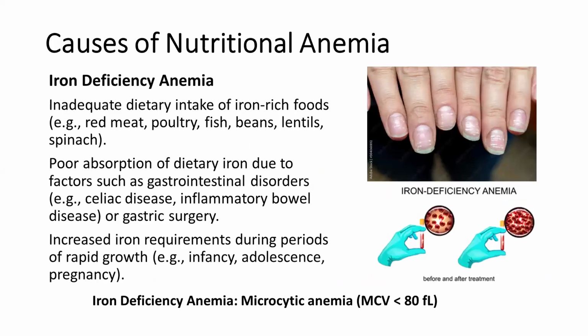Moving forward, iron deficiency anemia. It is the inadequate dietary intake of iron-rich foods, that is red meat, that is meat from cow, bull, poultry, fish, beans, lentils, and spinach. Poor absorption of dietary iron due to factors such as GI disorders that include celiac disease, IBS, and gastric surgery. Increased iron requirement during periods of rapid growth, in infancy, adolescence, and pregnancy. In pregnancy, there is a double requirement because the fetus is also growing in the uterus, and there is a requirement for both.